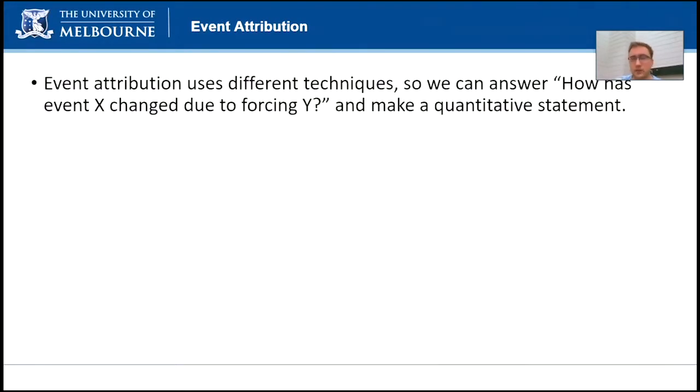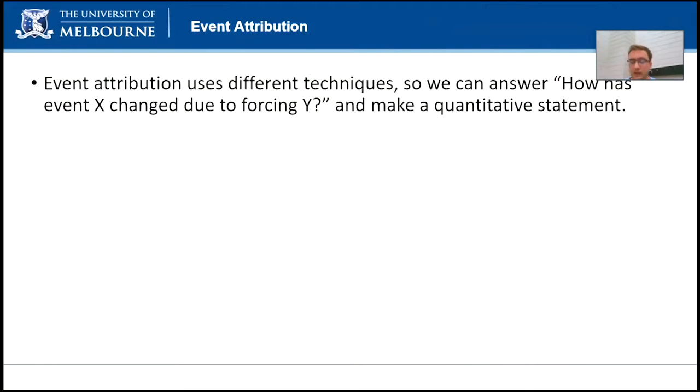So now I'm going to move to event attribution, and this will be the main part of the talk. This is a newer field of attribution. Trend attribution has been around for quite a while now. Event attribution has only been around the last 15 years or so. And it uses slightly different techniques, but the same kind of basis of observations and models with different forcings. It's trying to answer: how has event X changed due to forcing Y?